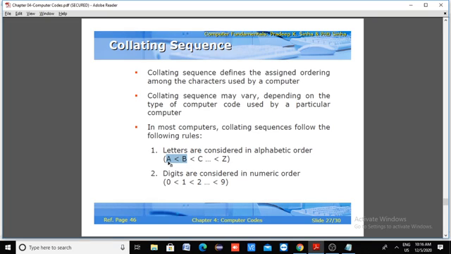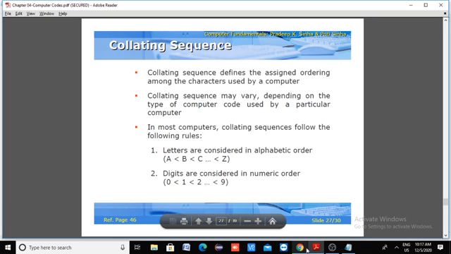You can identify this with ASCII characters, where we have a number or order for each. The collating sequence may vary depending on the type of computer code used by a particular computer. Some computers have different computer codes, so the order may vary. In most computers, the collating sequence follows the following rules.